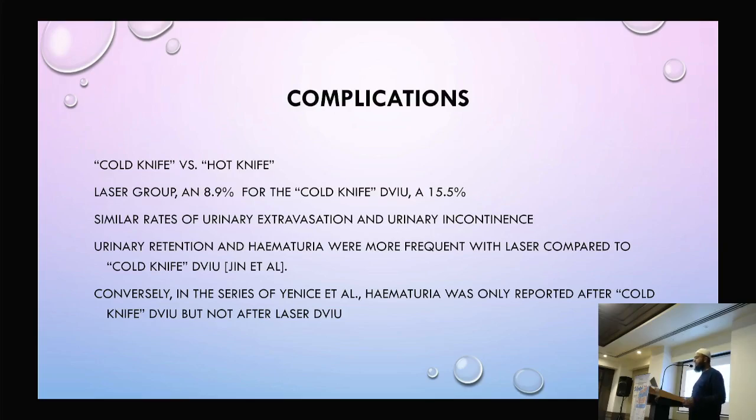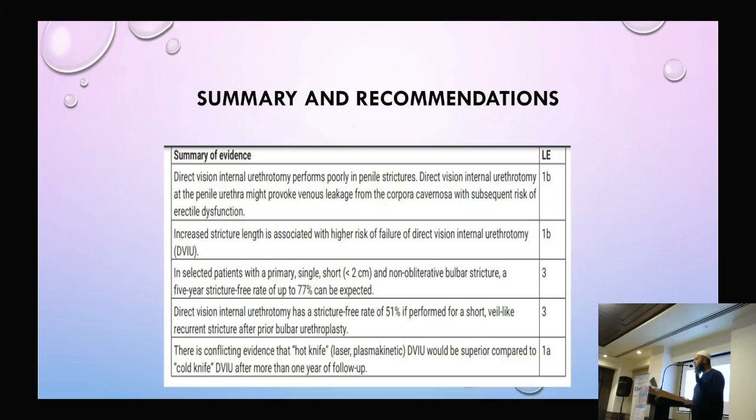Complication rates in most of the procedures are less, but we expect less bleeding in laser, but more extravasation is also reported in one study. So what we can summarize or recommend is that DVI should not be performed in penile strictures, because there can be extravasation of urine, and it can cause risk of erectile dysfunction because of the venous leakage. Then, increased stricture length is associated with a high risk of failure.